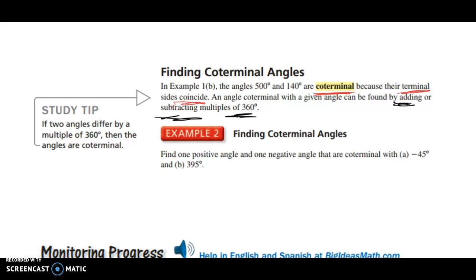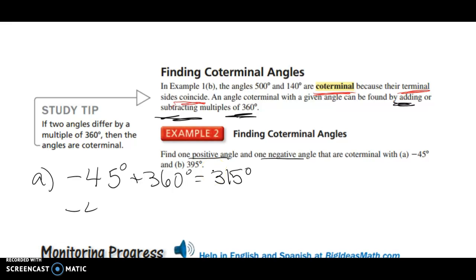So let's try example 2a. We have the angle negative 45 degrees. We want to find at least one positive and one negative angle that also is coterminal with this. So all you're going to do is add 360, and 360 and negative 45 make an angle of 315 degrees. Now we're going to take negative 45 degrees and subtract 360, and that gives us negative 405 degrees. You could do a quick sketch just to prove that this is true.